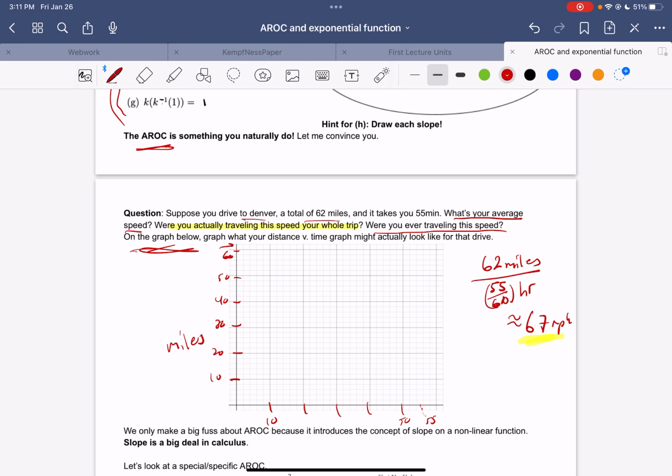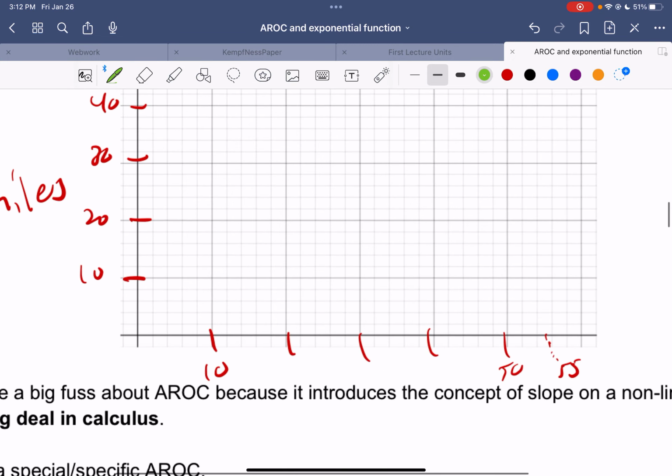Okay, on the graph below, graph your distance versus time graph, what it might actually look like. So there's not one correct answer, but the idea is you start, and this is time, and this is your distance. And if you don't go too fast, then, how long does it take you to get on I-25 from your place? Is 10 minutes a good estimate? So maybe by the time you get 10 minutes, you're at I-25. And how far away is that? For me, maybe it's like 4 miles.